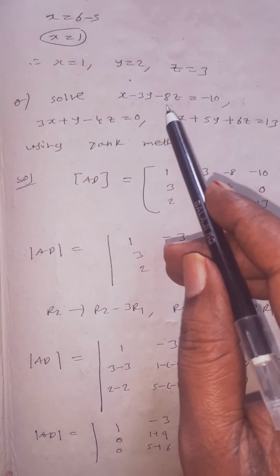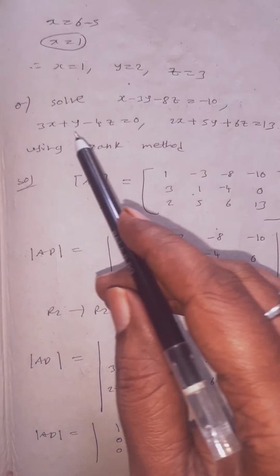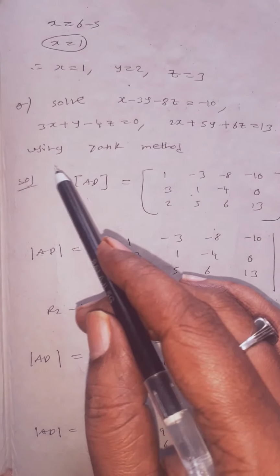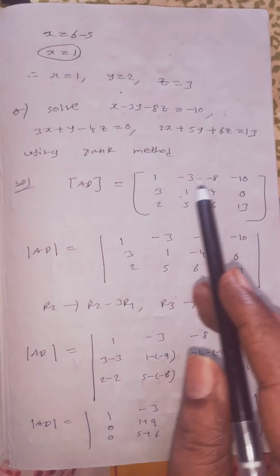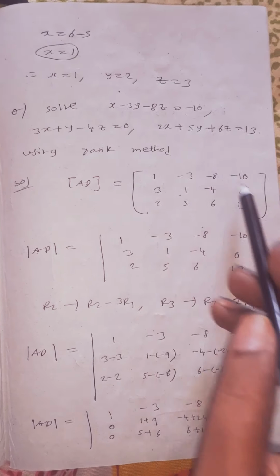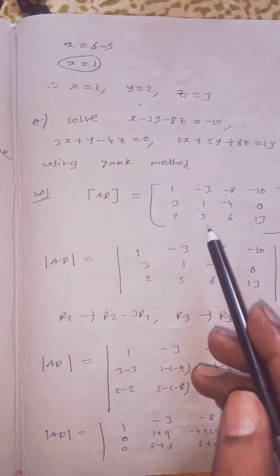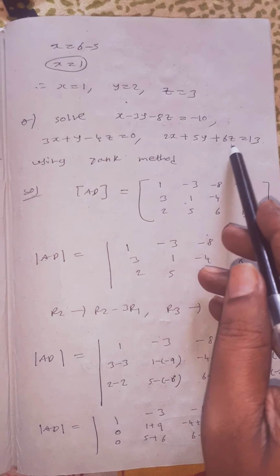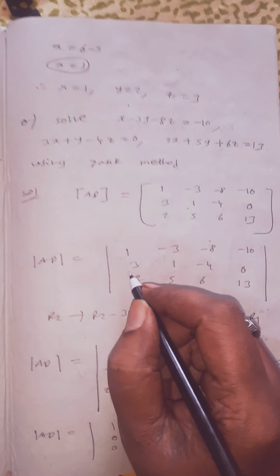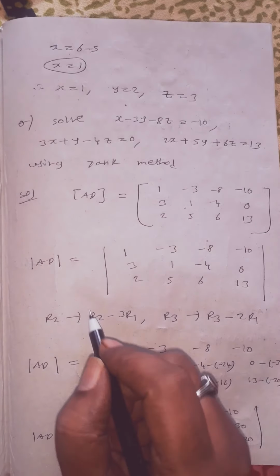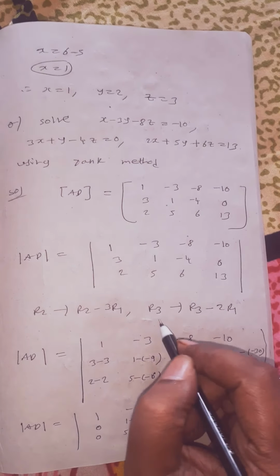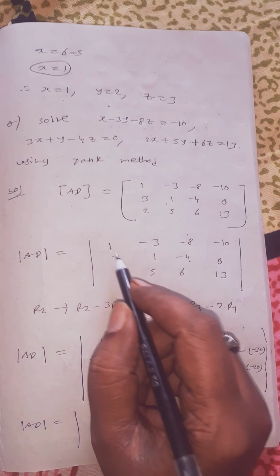Next question: solve x minus 3y minus 8z equal to minus 10, 3x plus y minus 4z equal to 0, 2x plus 5y plus 6z equal to 13 using the rank method. So the augmented matrix I have written: the first row 1 minus 3 minus 8 minus 10, the second row 3 1 minus 4 0, the third row 2 5 6 13. So what is our task? We have to make the second row first element 0 and the third row first element 0. To make the second row first element 0, do the row operation R2 minus 3 times R1. R3 means R3 minus 2 times R1.